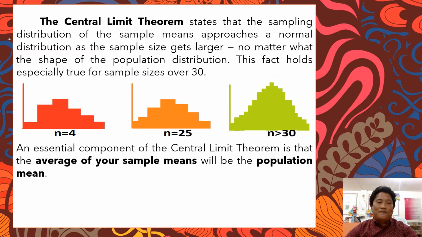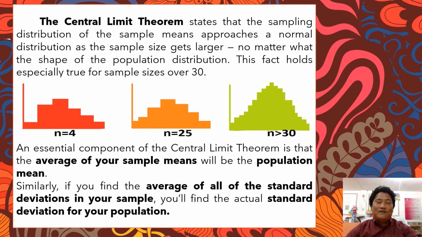So an essential component of the central limit theorem is that the average of your sample means will be the population mean. So we already have that one in our activity number 2. And similarly, if you find the average of all the standard deviations in your samples, you'll find the actual standard deviation of your population. So this further suggests that your sample will reflect the characteristics of the population.